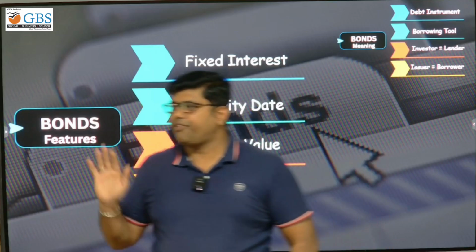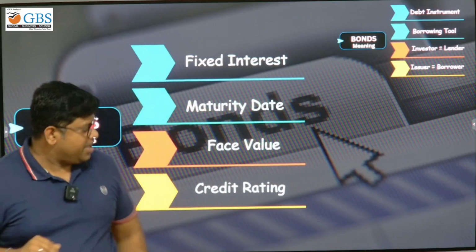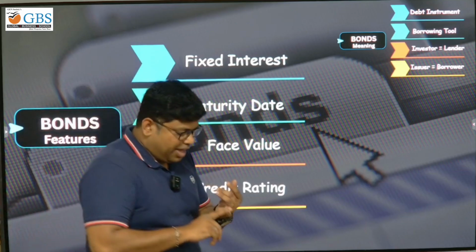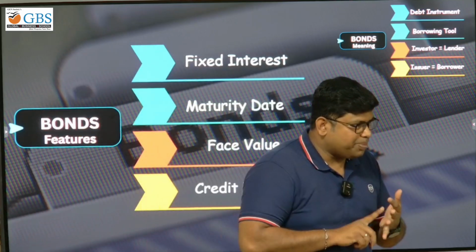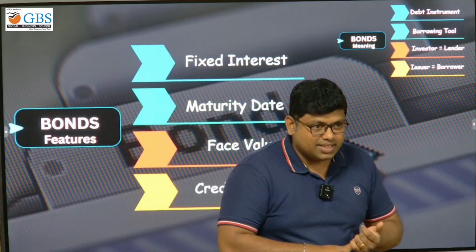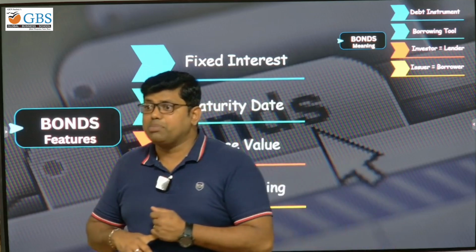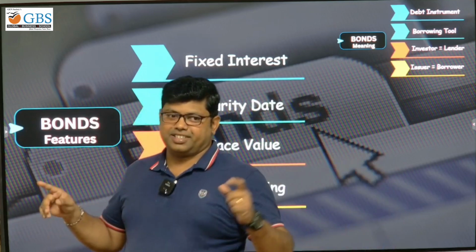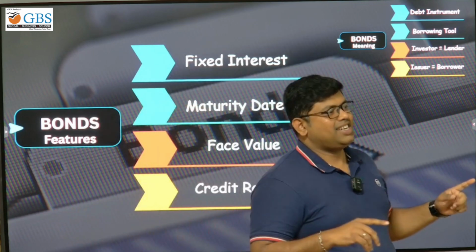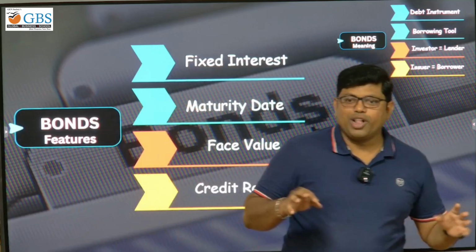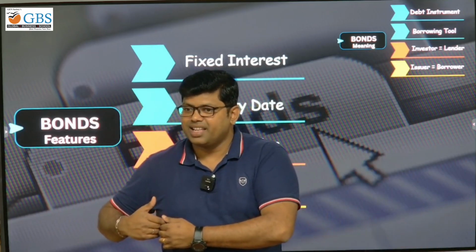Okay, face value 100 rupees. Okay, maturity date, it may be of 1 year, 3 years, Supriya. It may be of 5 years and 10 years, sometimes 99 years. Right? So depending upon the issuer.